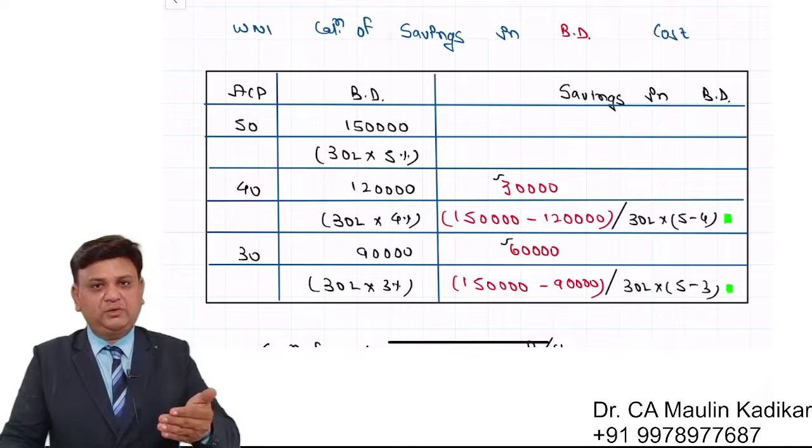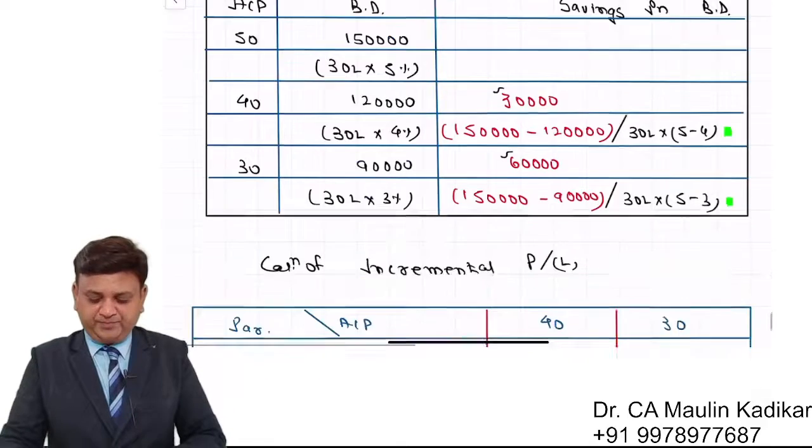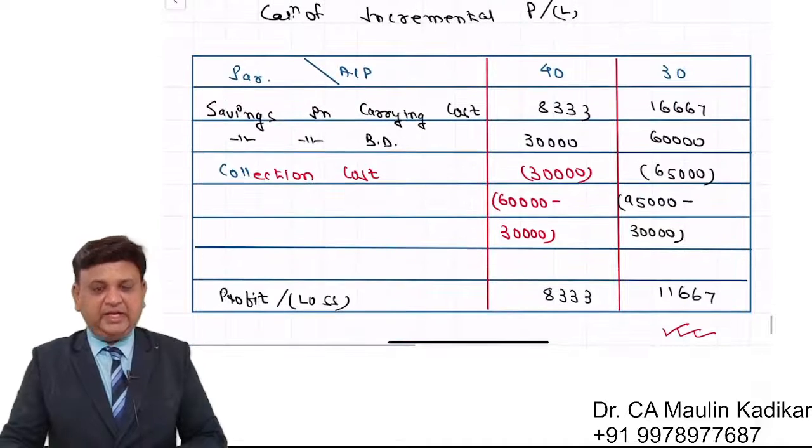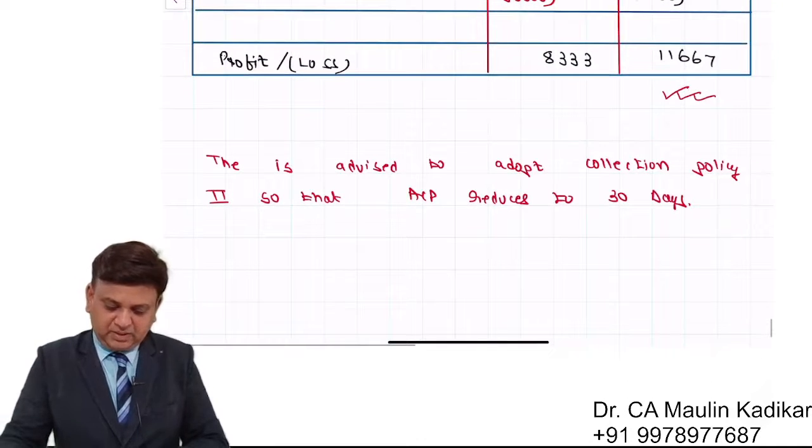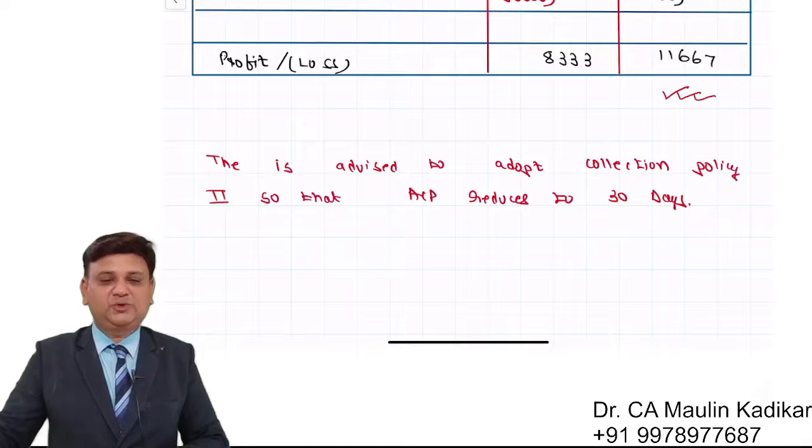From 5 to 4 and from 5 to 3. And then incremental profit or loss. So the question is supposed to be done like this.